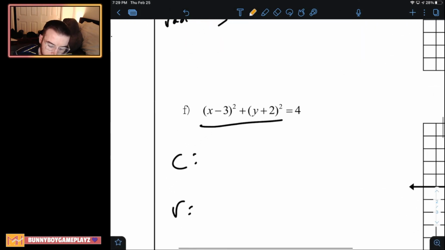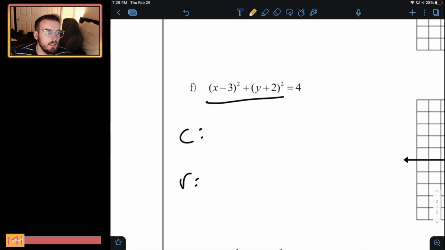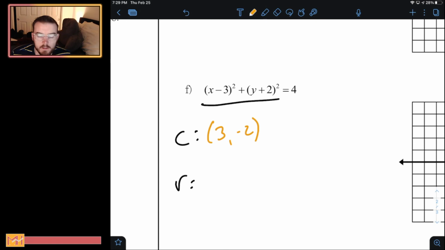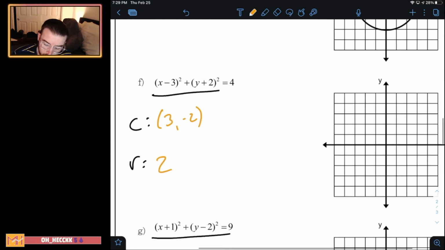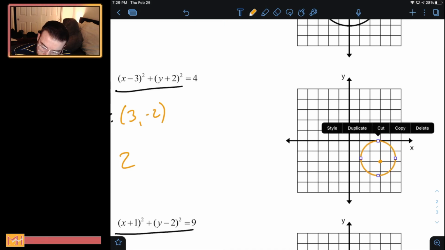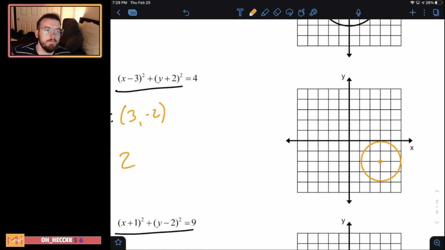Let's keep it going. What is the center of this one? It's always the opposite, so it's at 3, comma, −2. And the radius is 2. So our center is at right 3, down 2, and our radius is only 2. So there's that. Make it a little bit bigger to have a radius of 2. There we go. That looks about right.